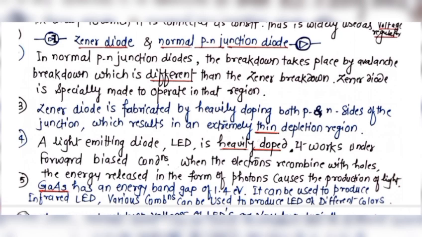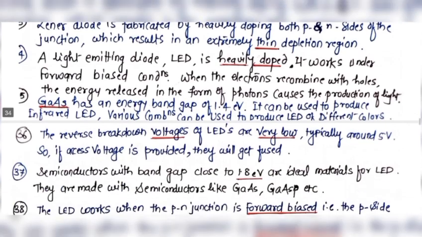A Zener diode is fabricated by heavily doping both the p and n sides of the junction, which results in an extremely thin depletion layer or region. A light emitting diode, LED, is heavily doped. It works under forward biased conditions. When the electrons recombine with holes, the energy released in the form of photons causes the production of light.